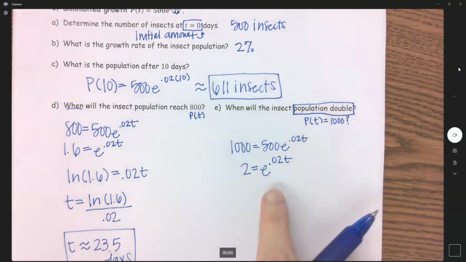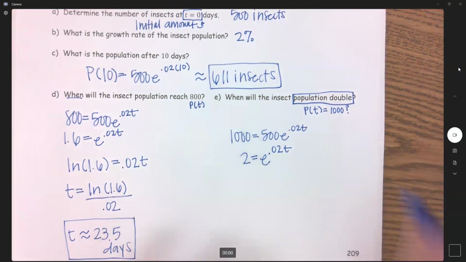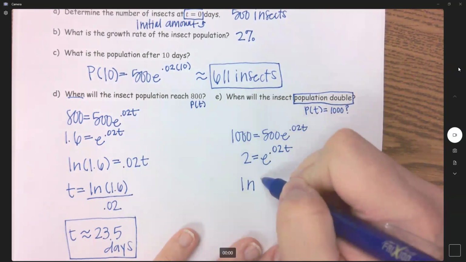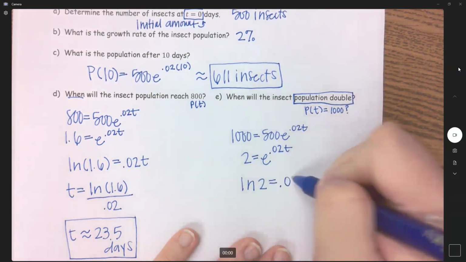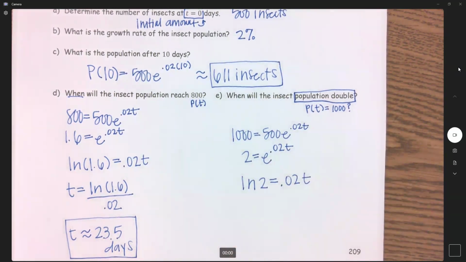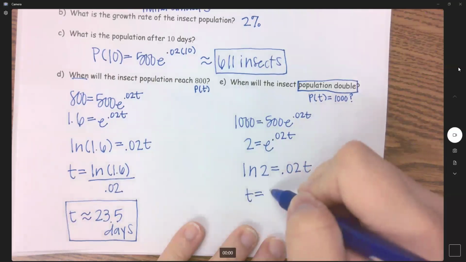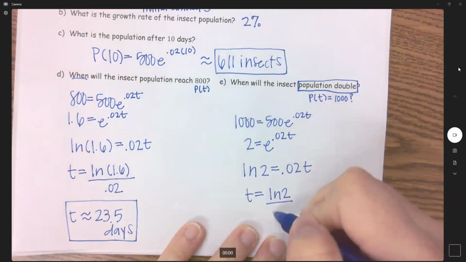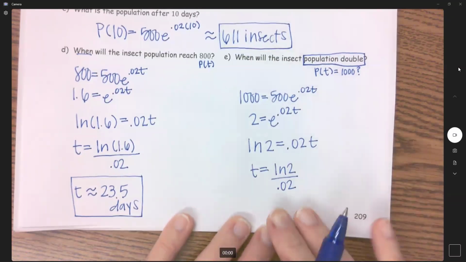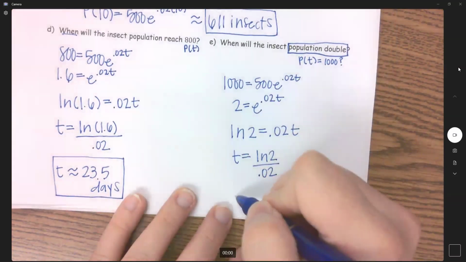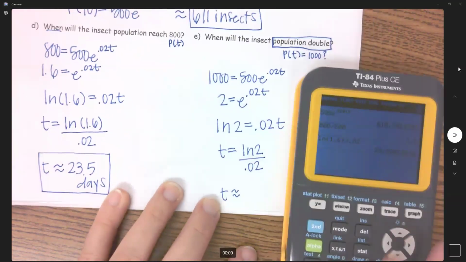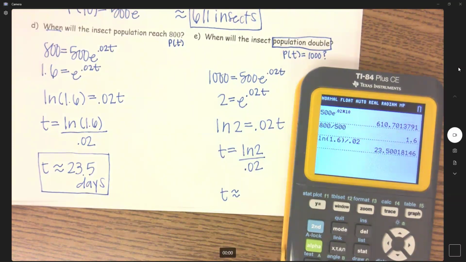Now rewrite this. Base to the other side of the equals means I have the natural log of 2 equals 0.02t. It's going to equal that exponent. And then lastly, again, divide that 0.02 over. So I've got t equals the natural log of 2 over 0.02. That's my exact answer, but that doesn't give me an estimate. So let's do t equals the natural log of 2 divided by 0.02, about 34, we'll say 0.7 days.